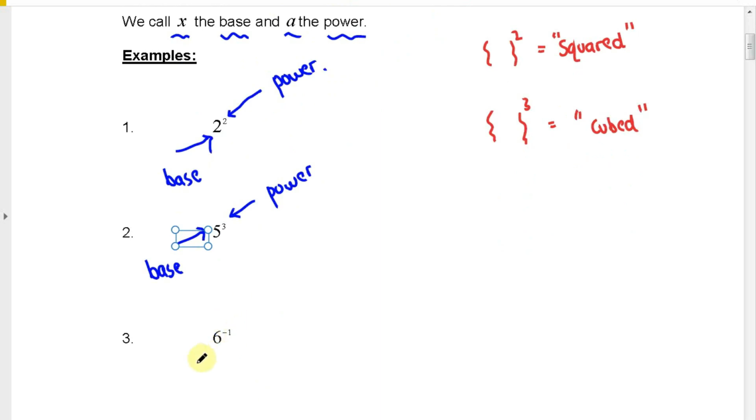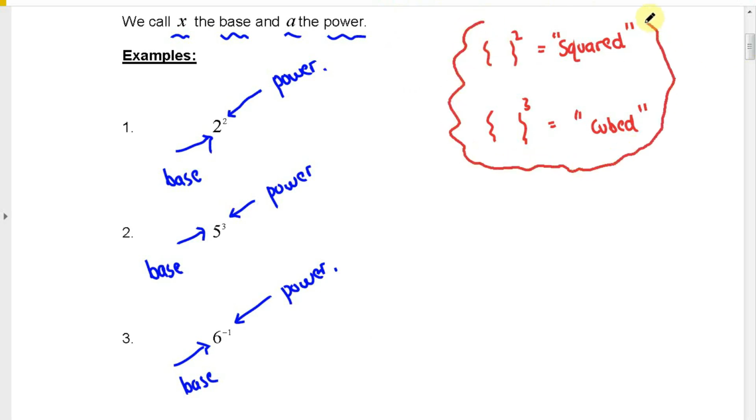Okay, one more example. 6 to the power minus 1. The 6 over here is our base. The minus 1 over here is our power. So let me go back to red and keep these extra notes encapsulated in red.